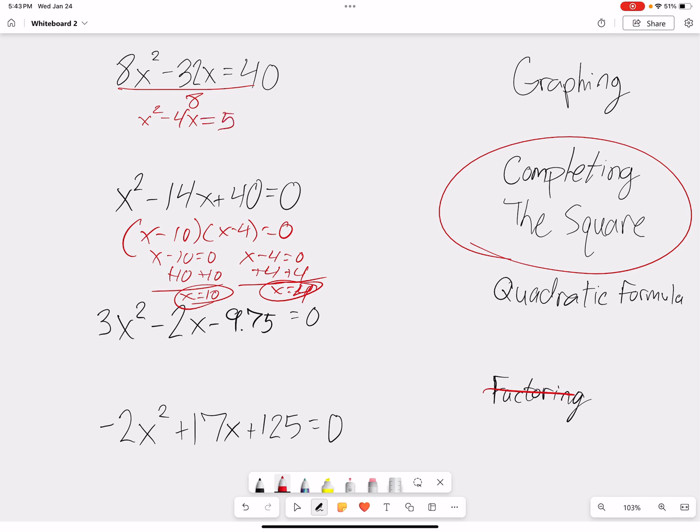Now that I have divided by 8, I'm going to split this value into a perfect square. Specifically, I'm going to split it into x minus 2 squared because I know when I do x minus 2 squared, that's x minus 2 times x minus 2.